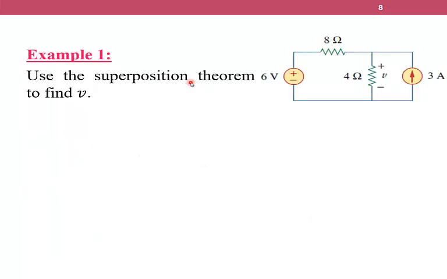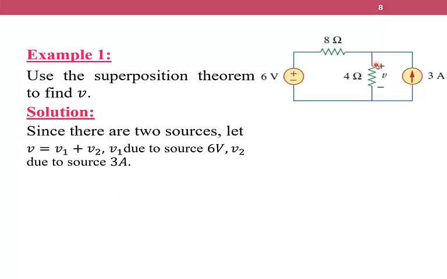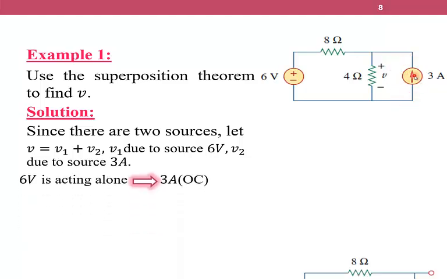Let's have an example to illustrate what we have discussed in the superposition theorem. For example 1, use the superposition theorem to find V in this circuit. Solution. Since there are two sources, let V equal V1 plus V2. V1 is due to the 6 volt source and V2 will be due to the 3 ampere source. So first step, let's isolate the 3 ampere current source.